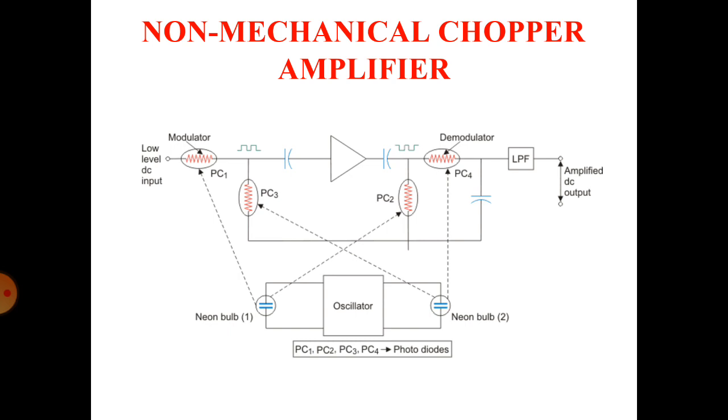The low pass filter will produce the output, which is the amplified output. What is the use of the low pass filter? It will allow the low frequency and attenuate the high frequency. And the output of the low pass filter will be the amplified output. So this is the operation of the non-mechanical chopper amplifier.